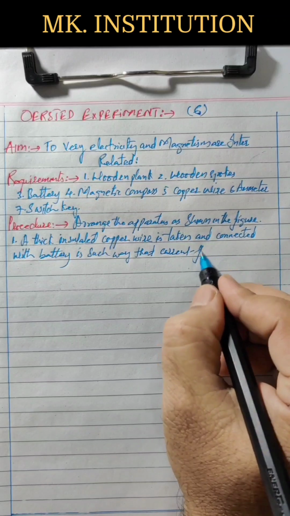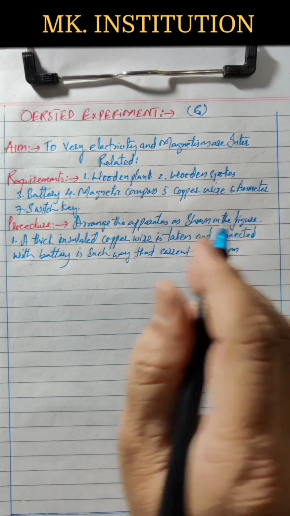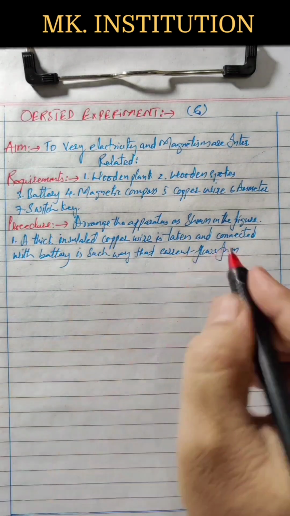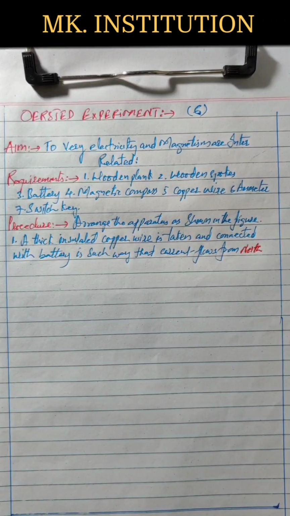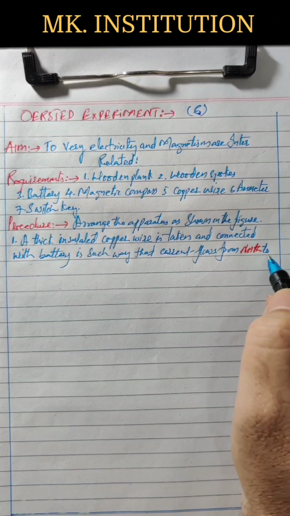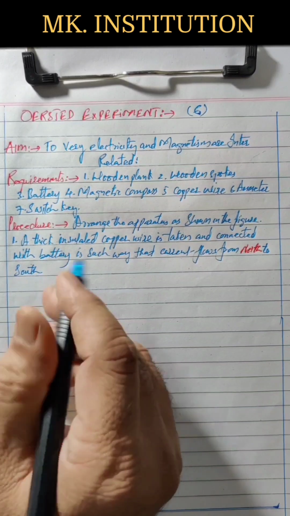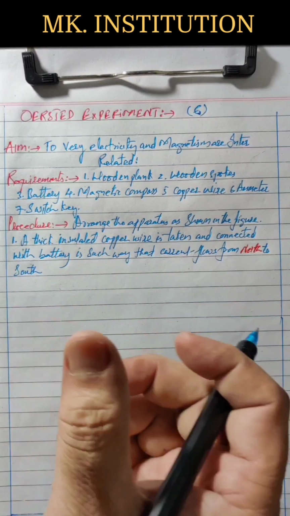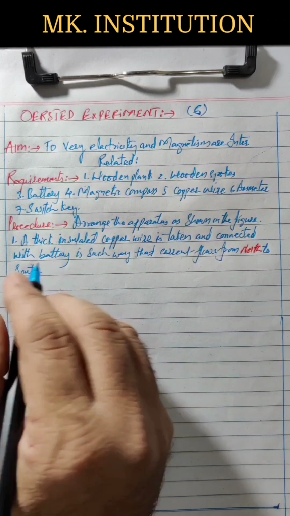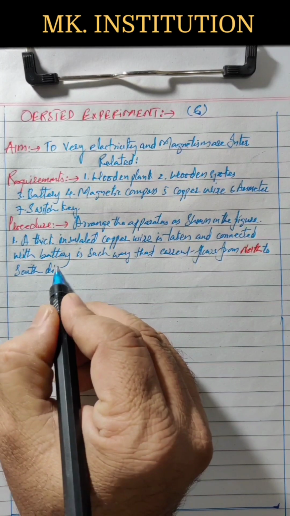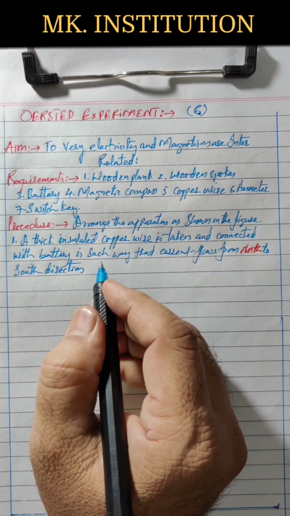In such a way that current flows from north to south. Not compulsorily north to south, south to north also. It depends upon the battery. Which direction you keep the battery depends on how the current moves. Clear? North to south direction. Clear.